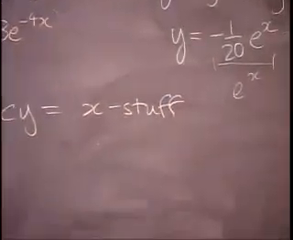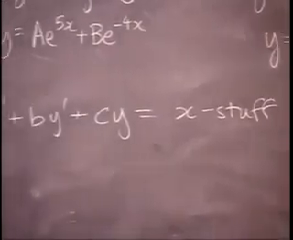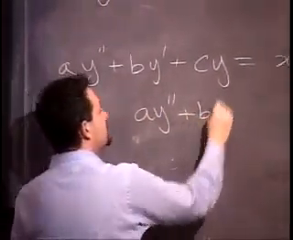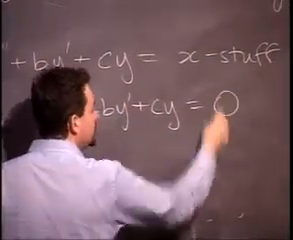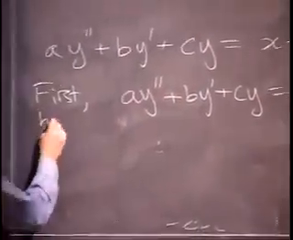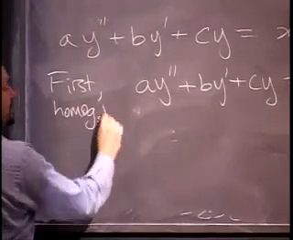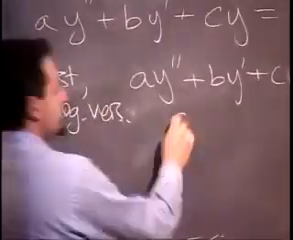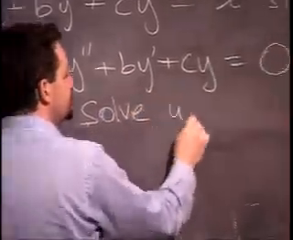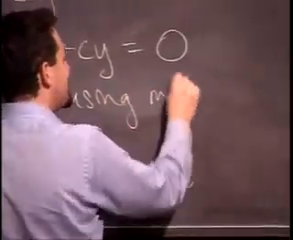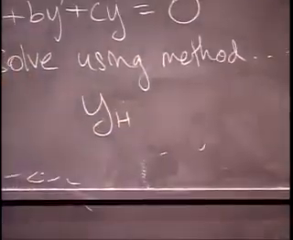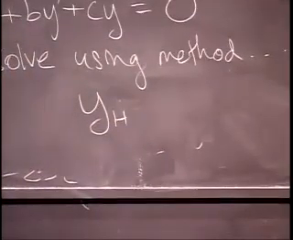Okay, so the general idea is that first, consider a y double prime plus b y prime plus cy equals 0. That's the homogeneous version of the equation. And you solve this using the method that we just did. And you call the solution YH. Capital H I use for homogeneous. Okay, that's not the solution of this.